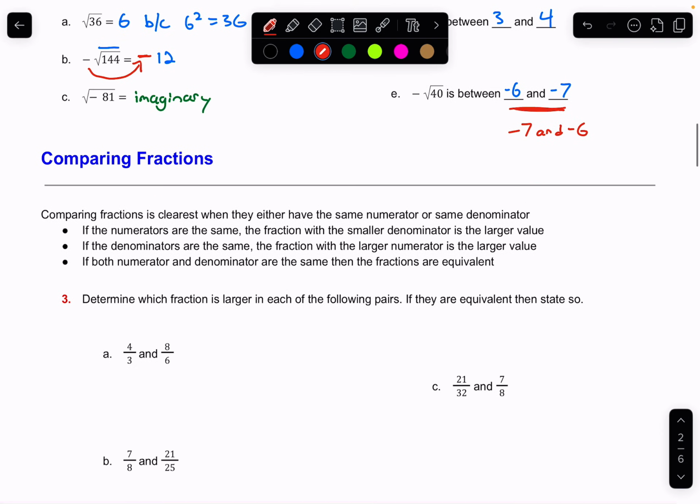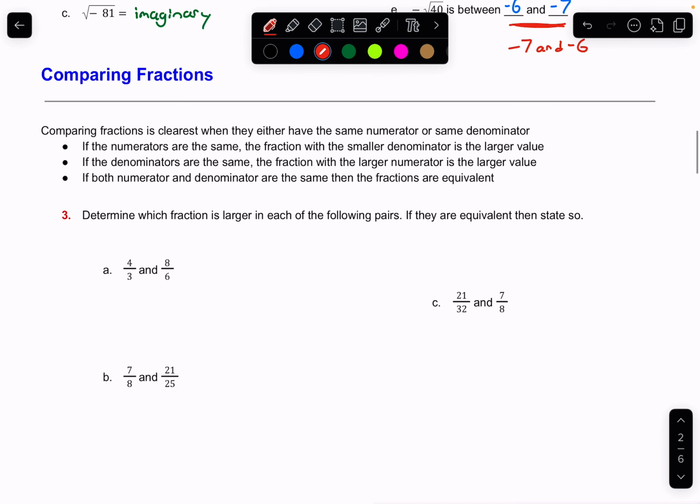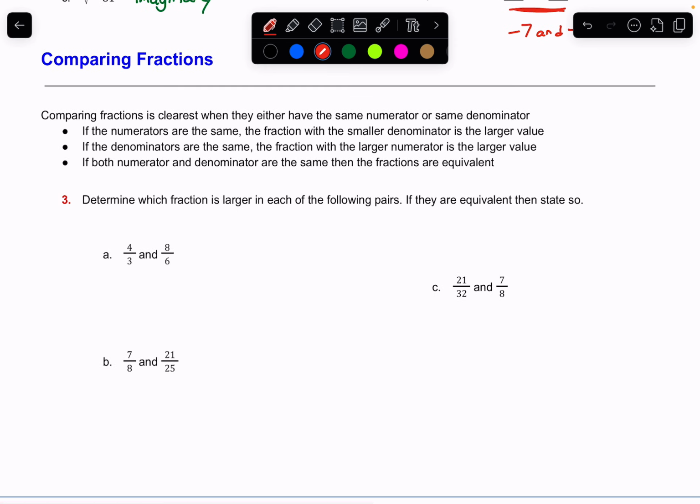All right, switching gears, we are going to now compare fractions. So comparing fractions is clearest when they either have the same numerator or same denominator. It is always an option to just focus on making the denominators the same, which some of you will prefer. But you can also compare fractions by just having the same numerator.